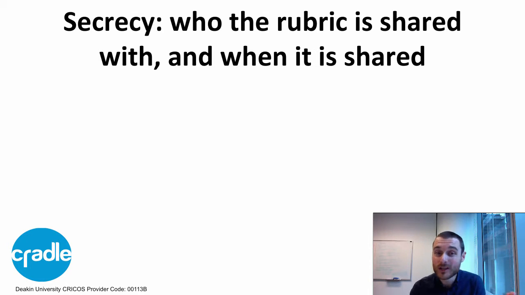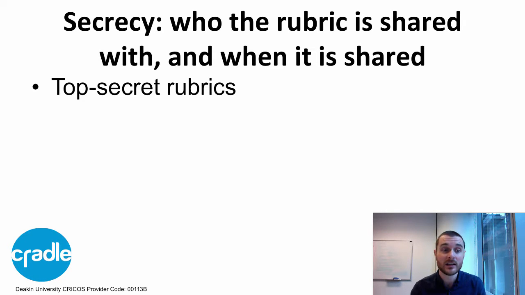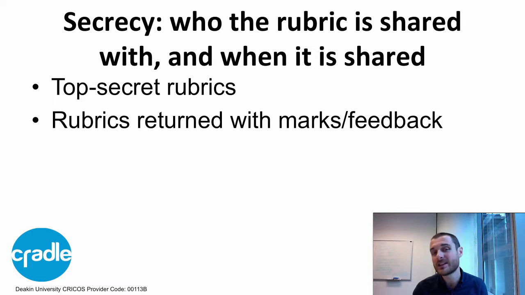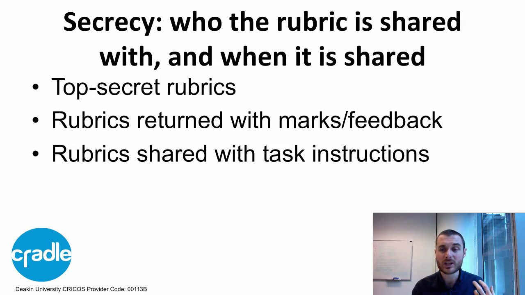Secrecy. Who the rubric is shared with and when it's shared. There are top secret rubrics used in scoring that students never ever see. There are rubrics that get returned when you mark the student's work. There are rubrics shared with the task instructions. This is what I tend to do. When I give students a piece of work, I give them the rubric. I get them to self-assess on the rubric. When I mark their work, my feedback focuses on where our judgment differs. This saves me a lot of time. I reckon you should try it.